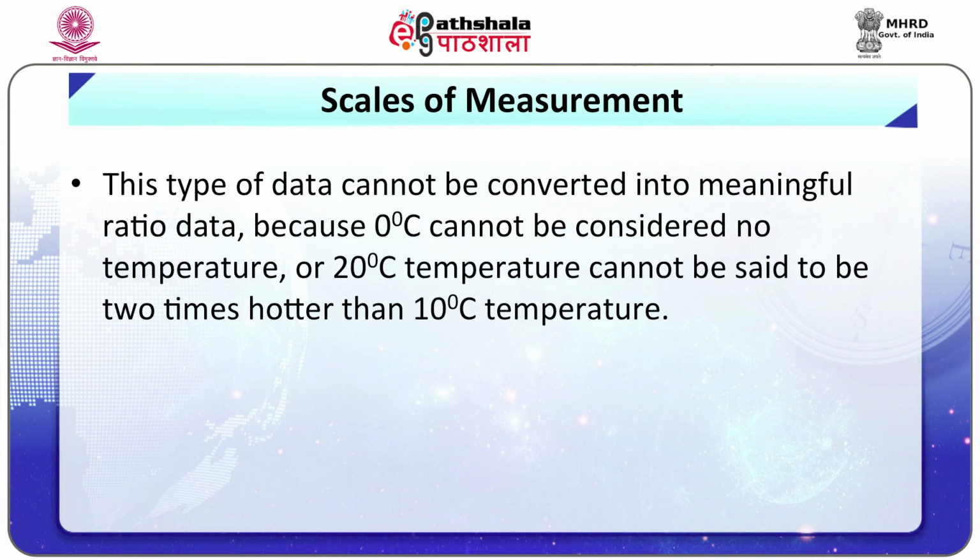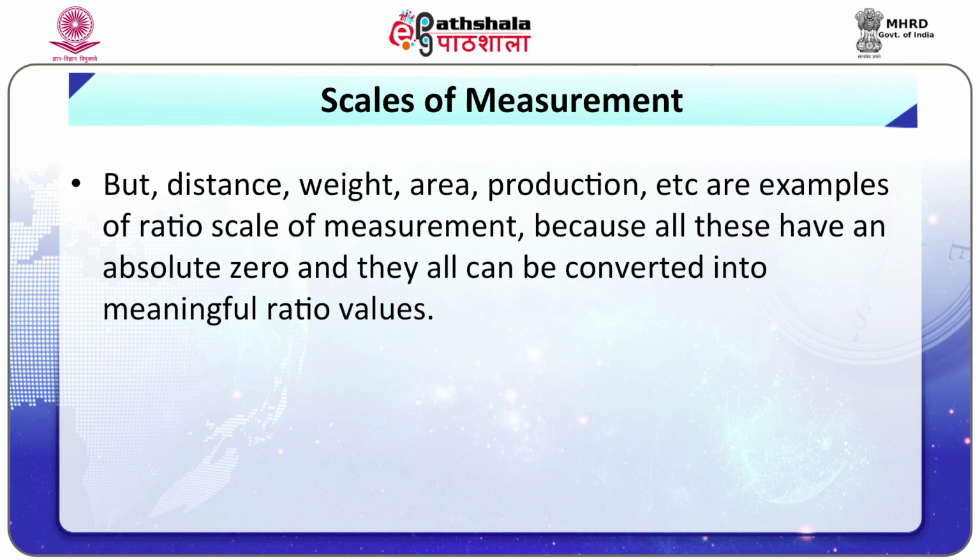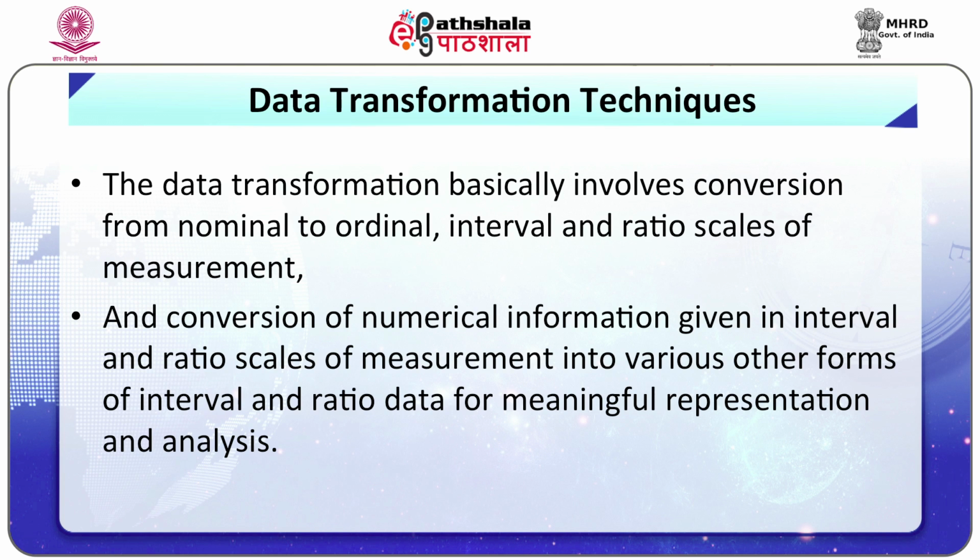This type of data cannot be converted into meaningful ratio data because 0 degree Celsius cannot be considered no temperature, or 20 degree Celsius temperature cannot be said to be 2 times better than 100 degree Celsius temperature. But distance, weight, area, production, etc. are examples of ratio scale of measurement because all these have an absolute 0 and they all can be converted into meaningful ratio values. Now, data transformation techniques.